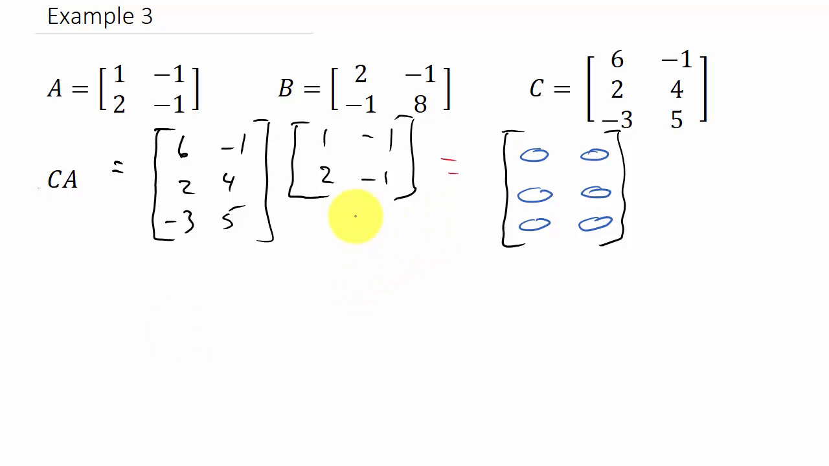Okay, so we need first row, first column. So first row, first column, I'm multiplying the first row times the first column. So that's going to be 6 times 1 plus negative 1 times 2, and that's going to give me 4.